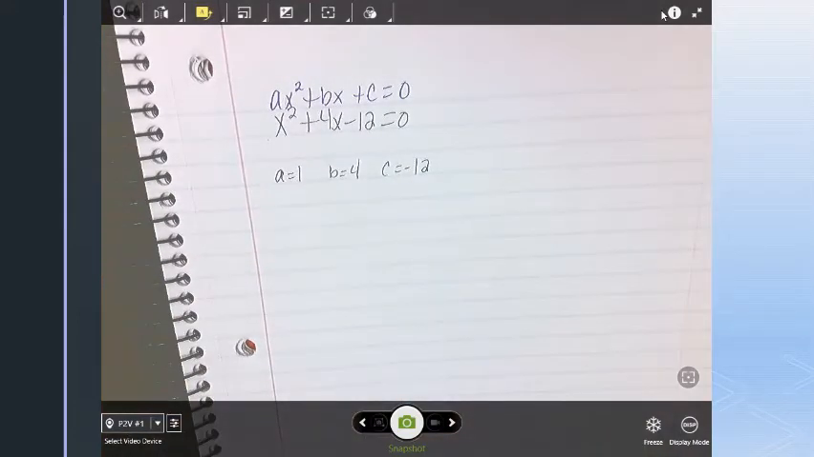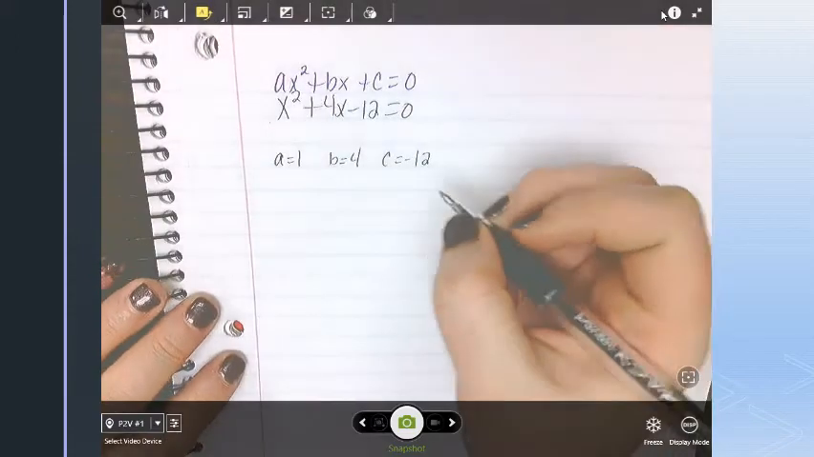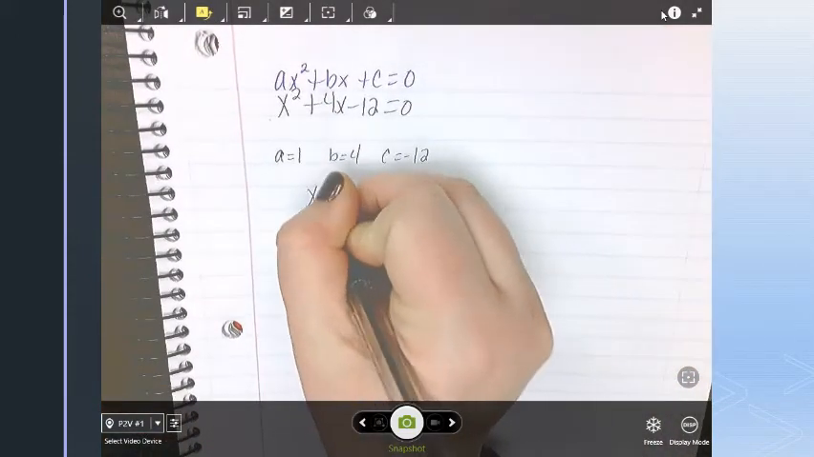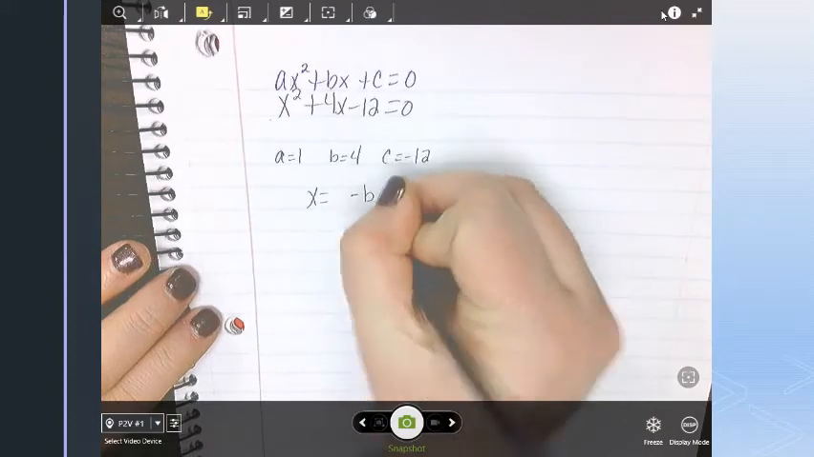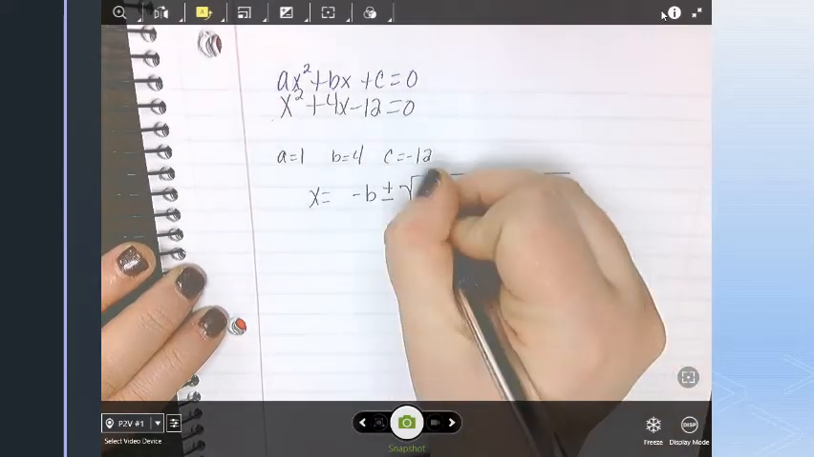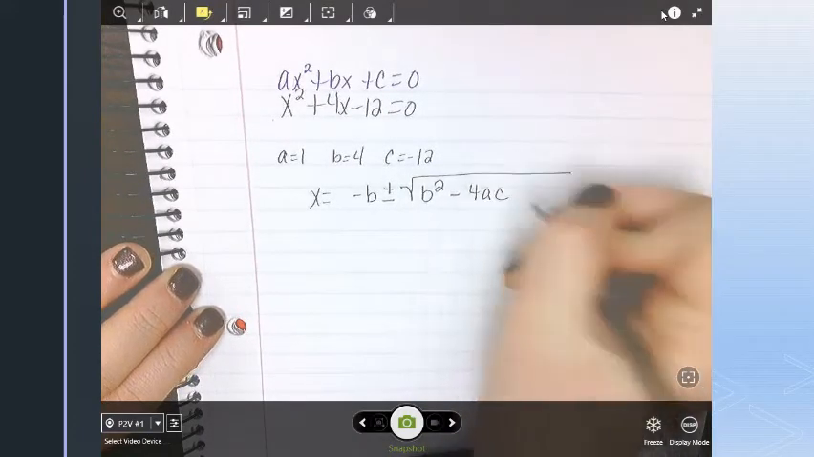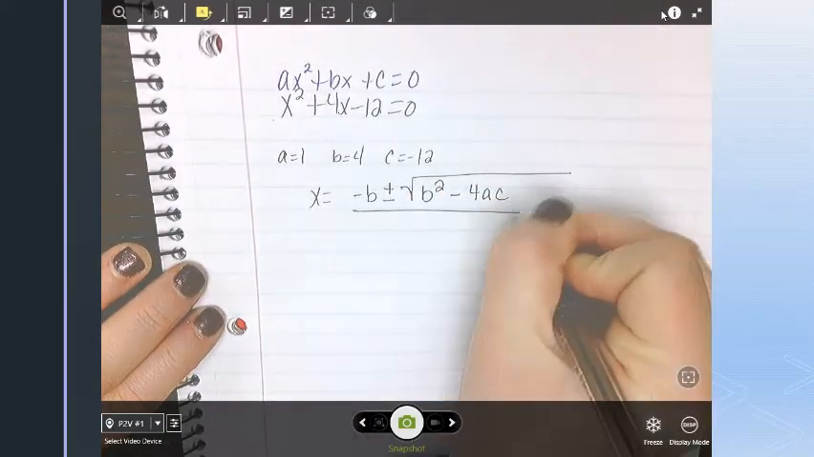Now, it's just a matter of knowing the formula, and I'll have this in the room, so you won't have to memorize it. Especially on the EOC, you get a formula sheet, and the quadratic formula is on that formula sheet. So the equation is x equals negative b plus or minus the square root of b squared minus 4 times a times c all over 2a.